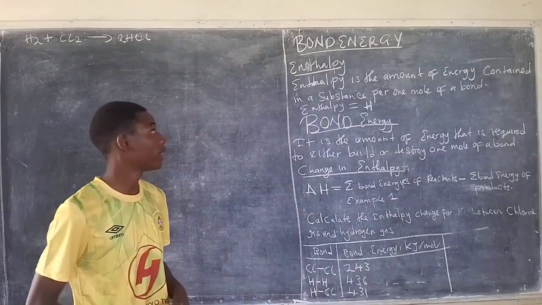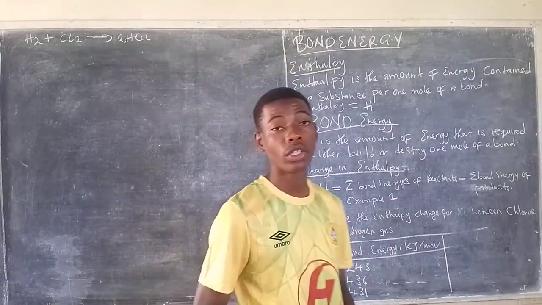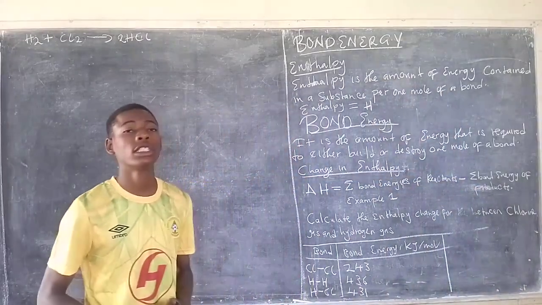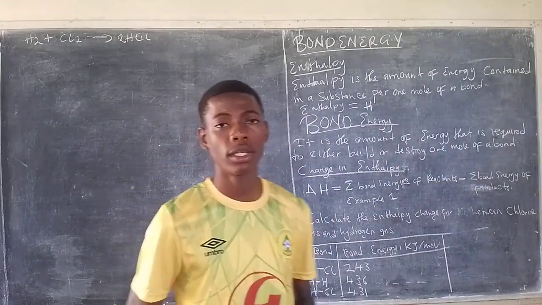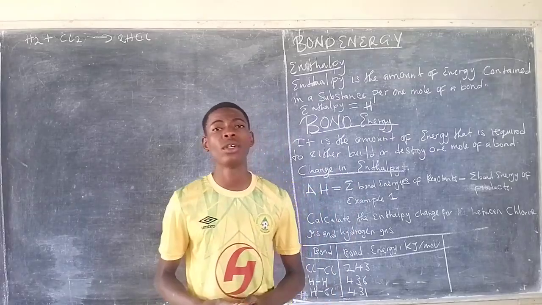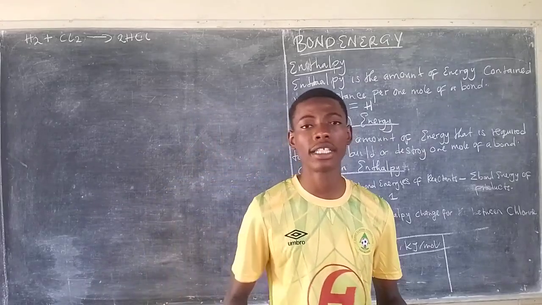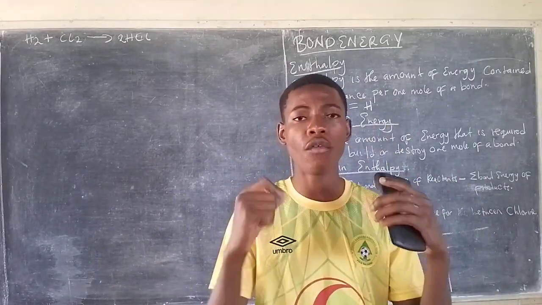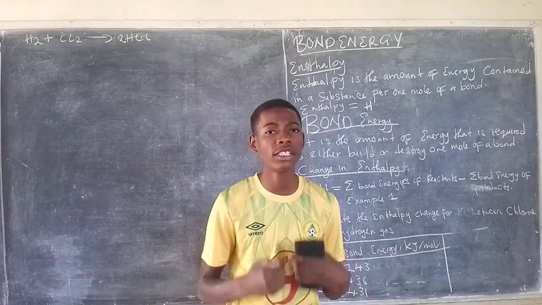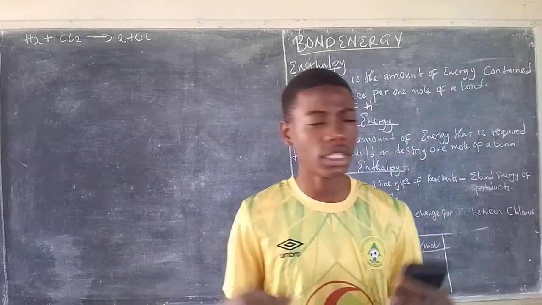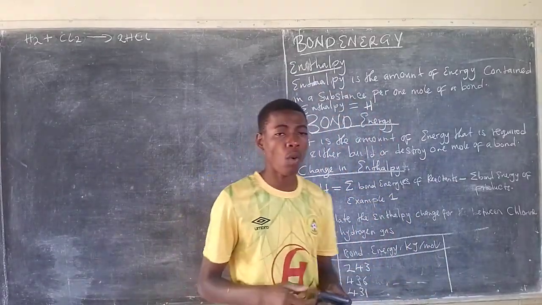So we are here on bond energy, which is chemistry. Now, when answering questions on bond energy, there are several terms that we need to understand. The first one is enthalpy. Enthalpy is defined as the amount of energy contained per 1 mole of the substance. The amount of energy that a substance, it could be a compound or anything, has is called the enthalpy per 1 mole.